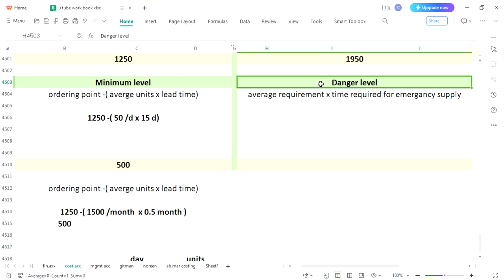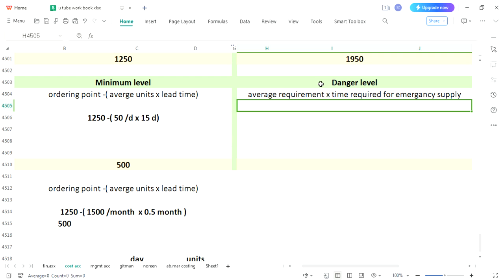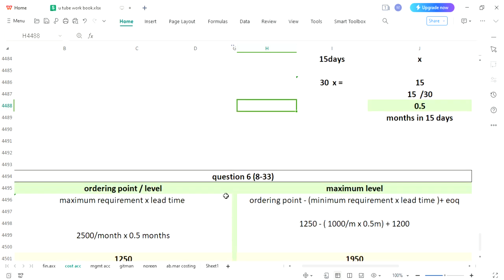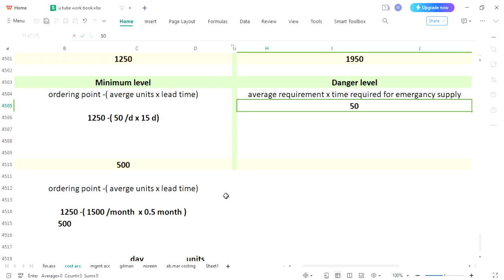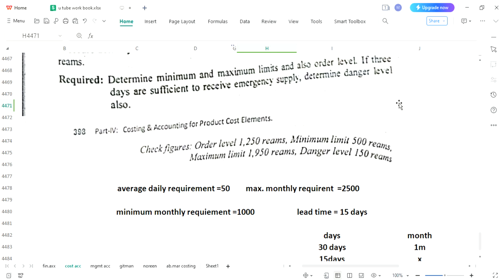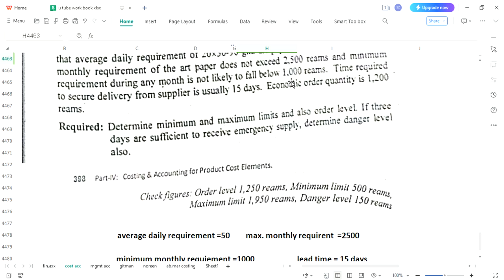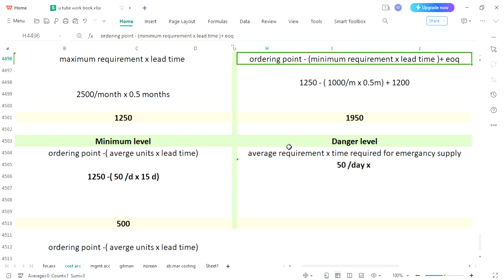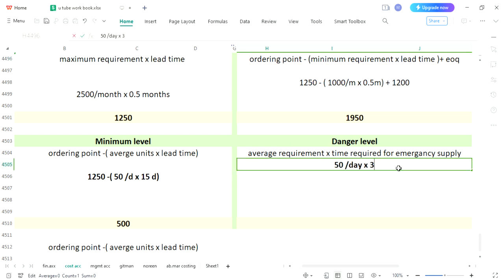The last calculation is for danger level, for which we require average requirement, and we have already mentioned it. Average daily requirement is 50 reams. So 50 reams per day is given, and you need to multiply it with the time required for emergency supply. So go back to the question and see how many days are needed for emergency supply. Not mentioned over here. Further go up. Okay, it is here. If 3 days are sufficient to receive emergency supply. So we have got our time for emergency supply, which is 3 days.